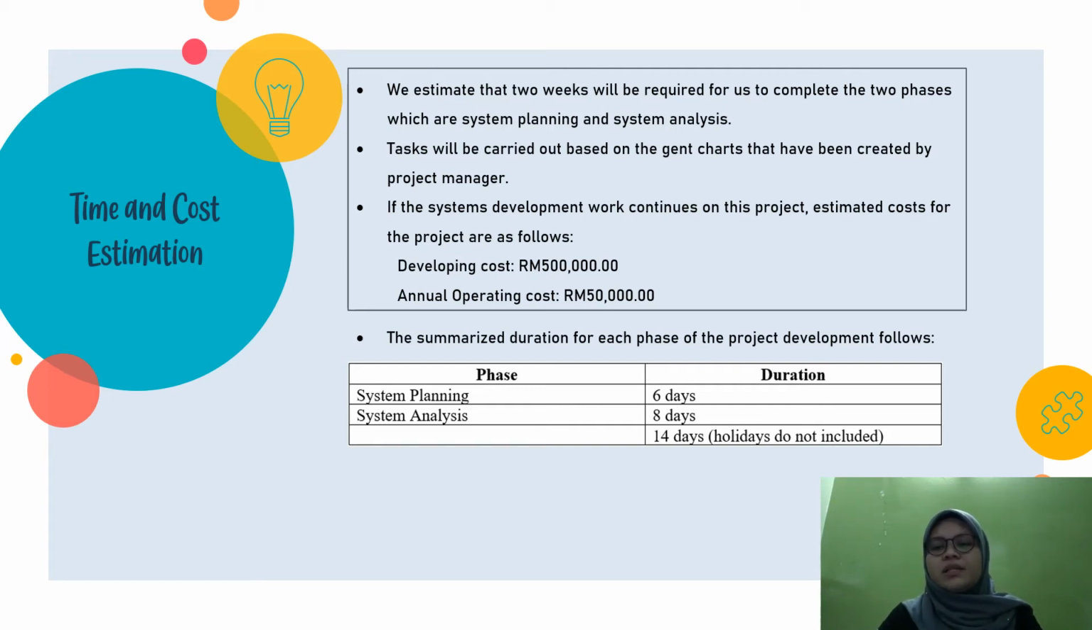The summarized duration for each phase of the project development follows. System planning duration is 6 days, and system analysis duration is around 8 days. And then the total for all phases is around 40 days. It does not include holidays.